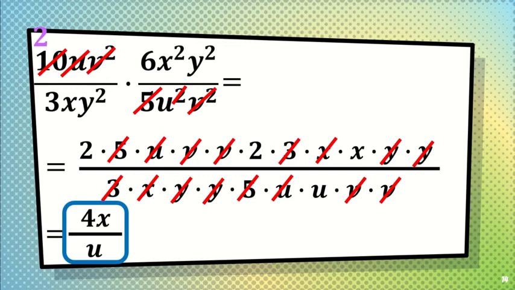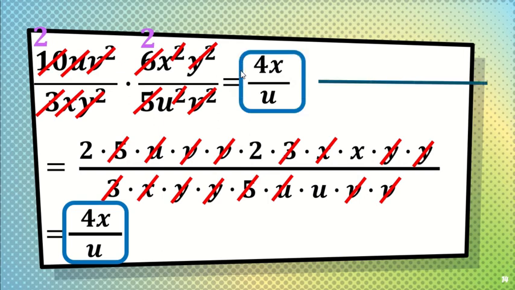Another, we have 6 and 3. Their common factor is 3. So 6 divided by 3 is 2. 3 divided by 3 is 1. Then x squared divided by x is x. So we still have one more x in our numerator. And then y squared divided by y squared is 1. Then simplify the remaining factors. For the numerator, we have 2 times 2 times x. Do not forget the x. So we have 4x for our numerator. And then for our denominator, we have u. Same answer as the other method we have.